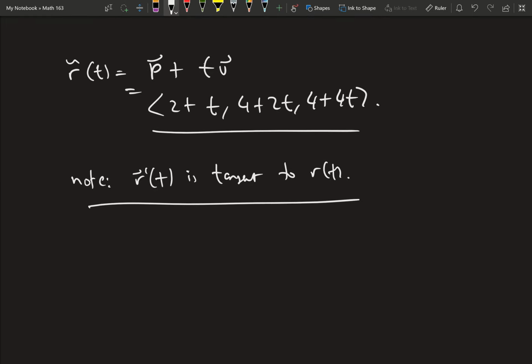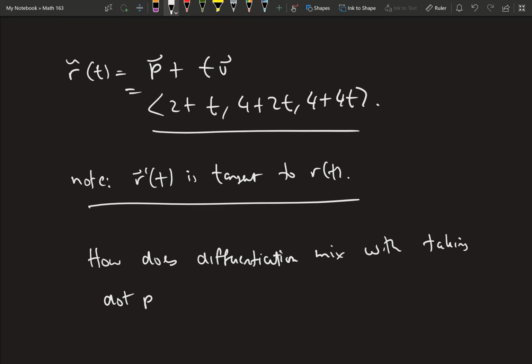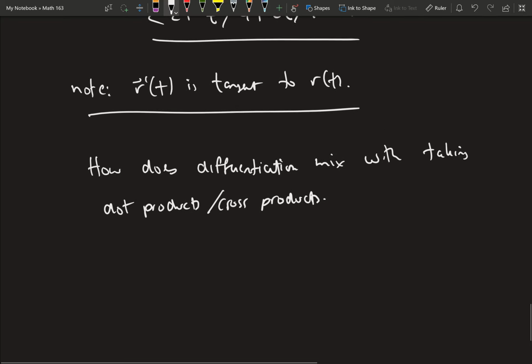The one thing I want to just talk about a little bit before we stop is, how does differentiation mix with, say, taking dot products or cross products? And again, I'm not going to list all of the general rules. They're listed in your book, but I do want to mention a couple of important ones.